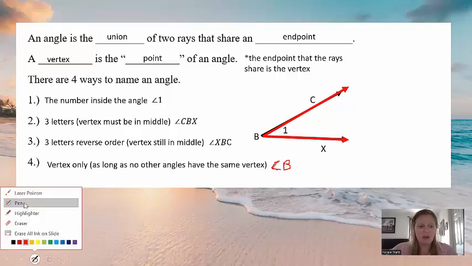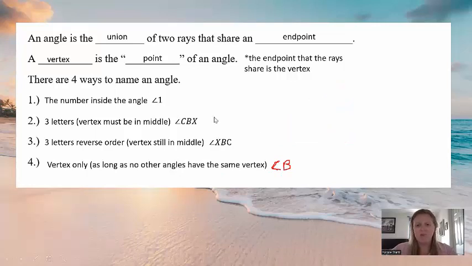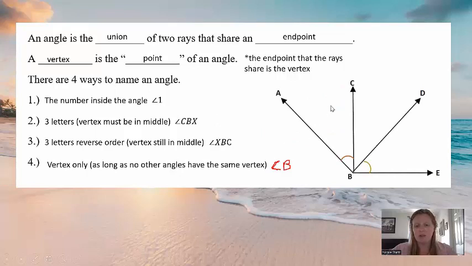Now here's why we have to be careful about that. Let's say I give you a different picture. So now there's lots of angles in this picture. Our first angle has B as the vertex. Our second angle also has B as the vertex. We have another angle with B as a vertex. And we have this giant angle with B as the vertex.